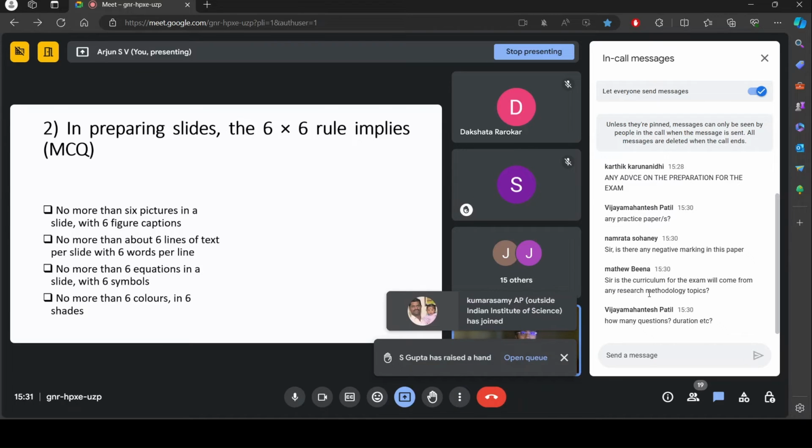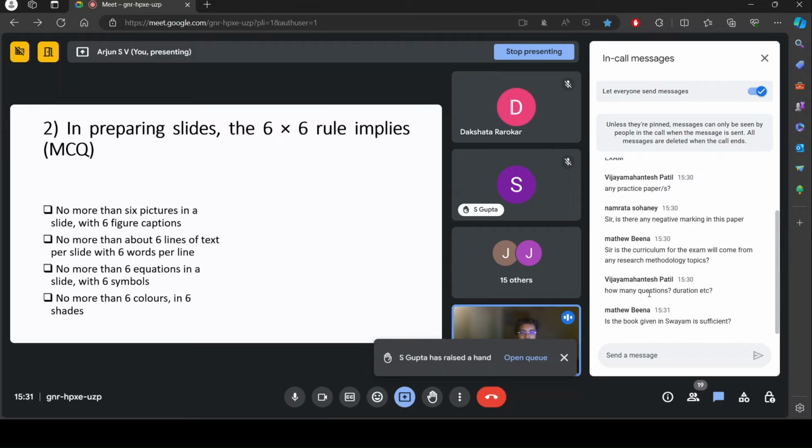Negative marking in this paper, I don't think there is any negative marking in this paper. But if there is any change in the exam, the exam instruction will come to you before the exam, so the instructions might change every year as well. So you might want to wait till the exam comes to get an idea about how the exam pattern will be. The same thing goes for the number of questions and duration as well.